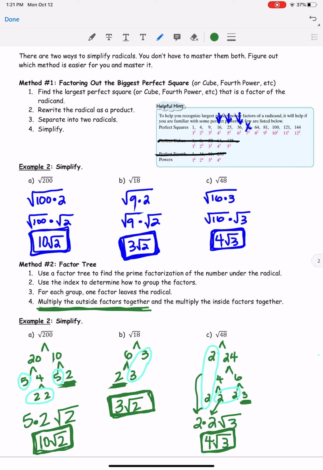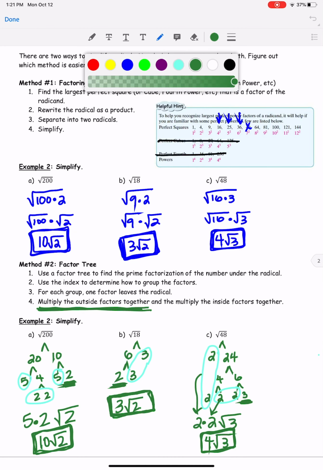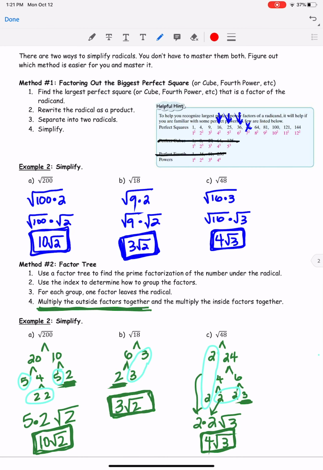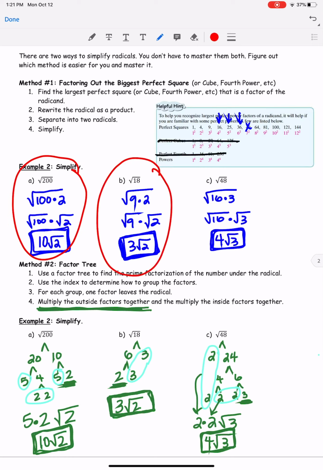Like I said, it does not matter which method you prefer, just pick one. But I do use a combination. I would have used this method here, and I would have used this method for that one. But you can use them both for all of them. Okay?